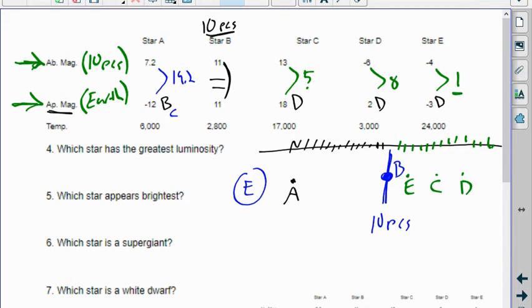Yeah? So for the color question, you went fast, and I don't, okay, sorry. So for the color question, the 24,000, again, if I look at an HR diagram, 24,000 is going to be on the hot side, and that's going to be a blue star. So this would be blue.